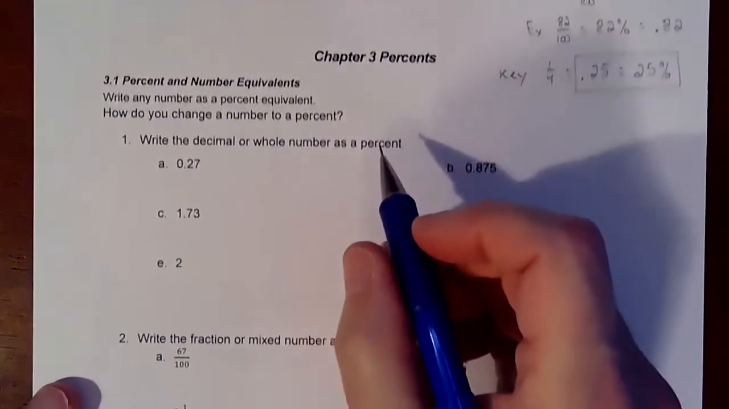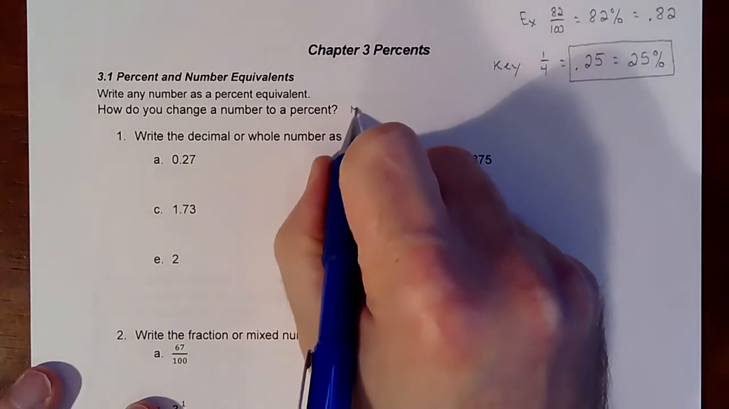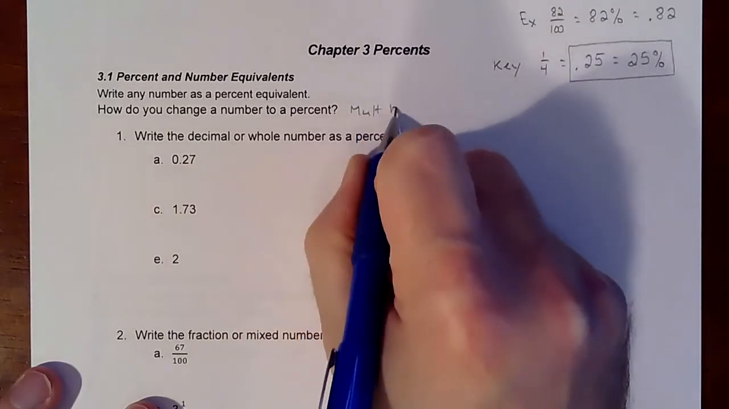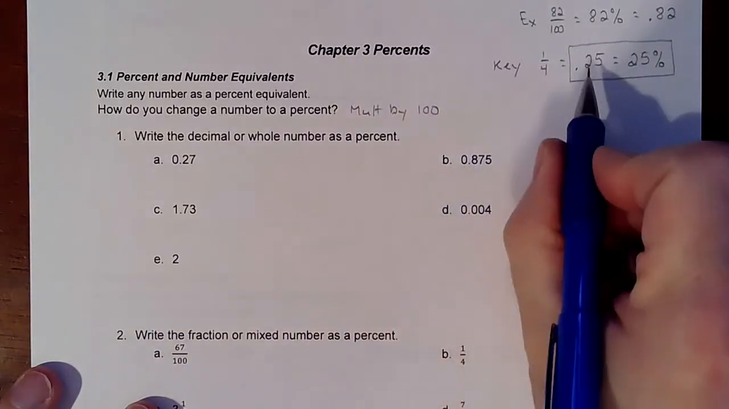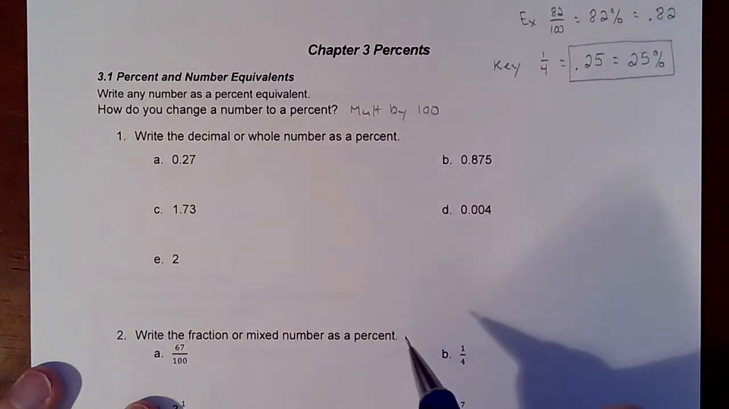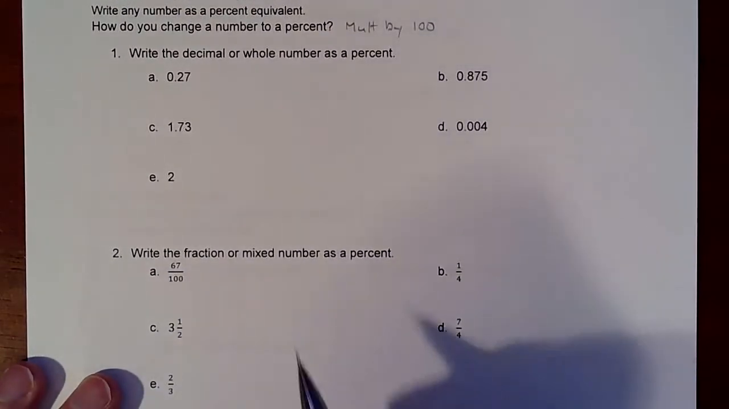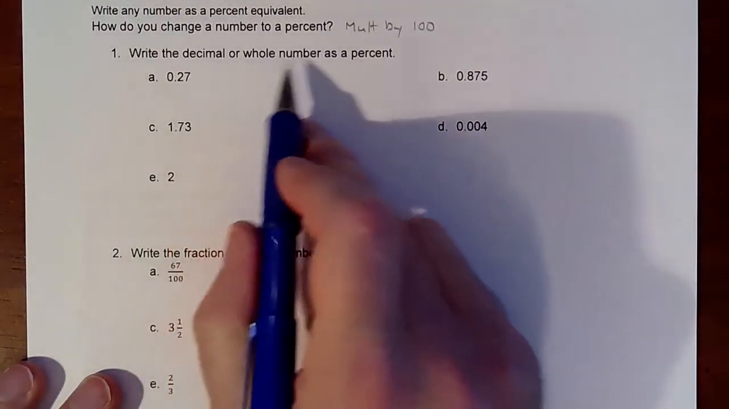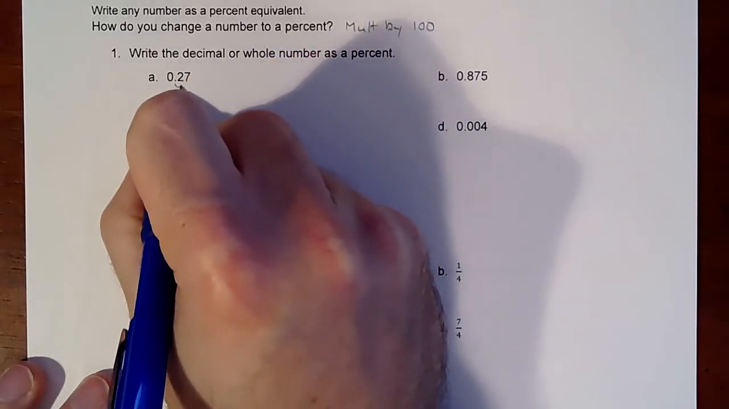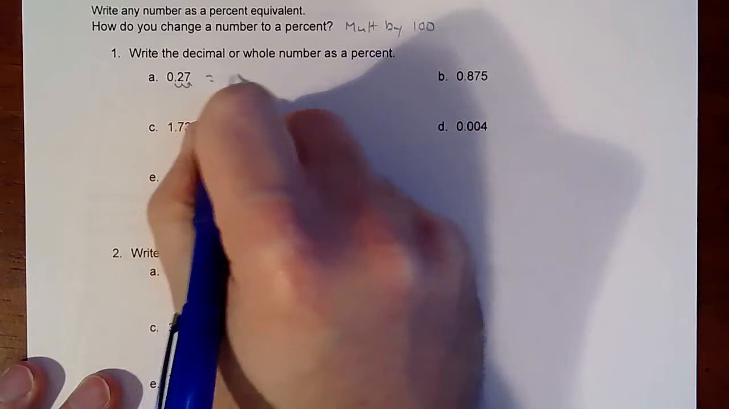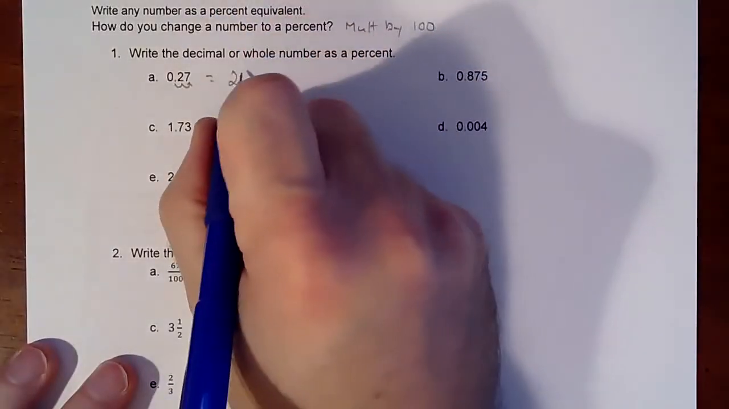So, for example, it says, how do you change a number to a percent? You are going to multiply by 100. And all that means is you're moving the decimal 2 spots to the right. So that's the idea that we're going to do on all of these. To write a decimal or whole number as a percent, 0.27 would be us just moving the decimal 2 spots to the right, and so that's going to be equal to 27%.